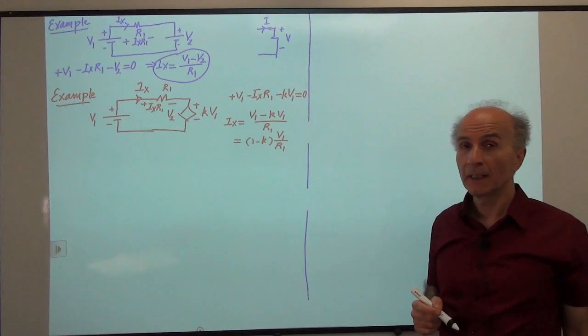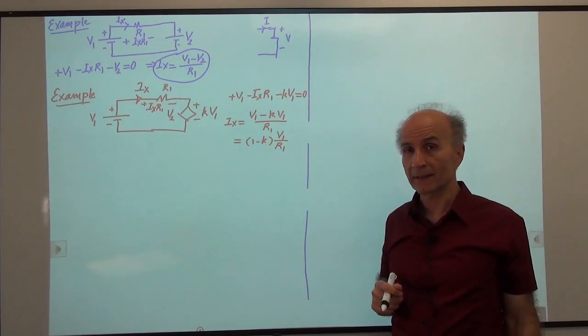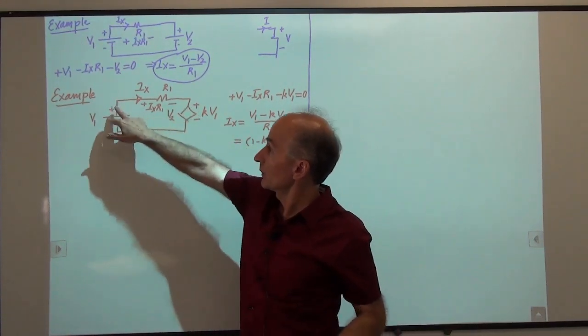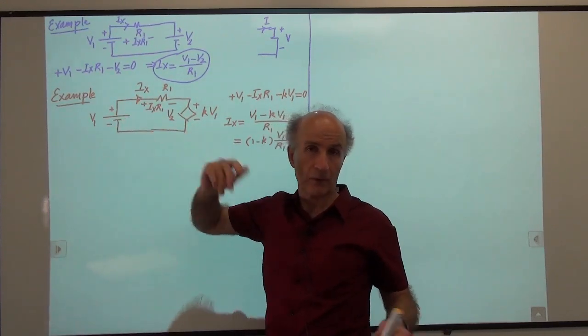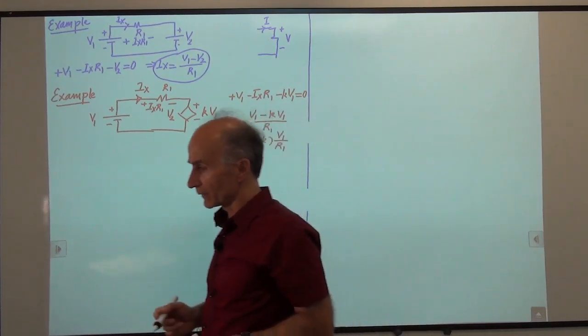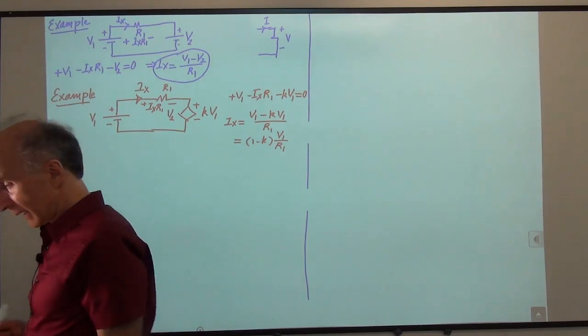One interesting point is if k is equal to 1, ix goes to 0. Why is that? Well, because if k equals 1, this voltage is exactly equal to this voltage. So there's no voltage difference across the resistor, so there's no current through the resistor, according to Ohm's law. All right, very good. Let's go and look at another example.